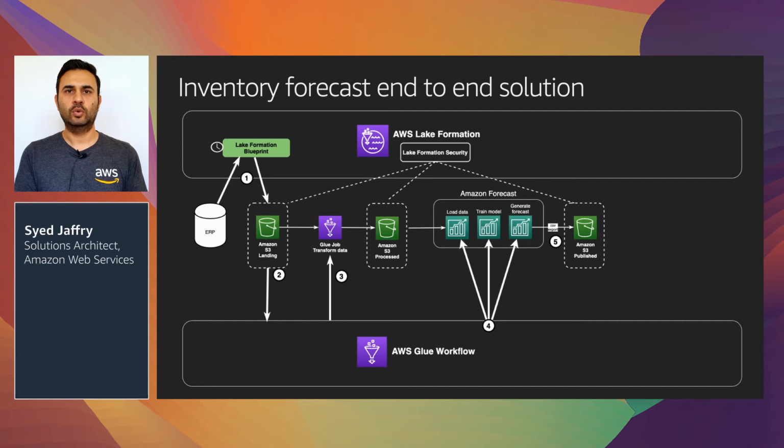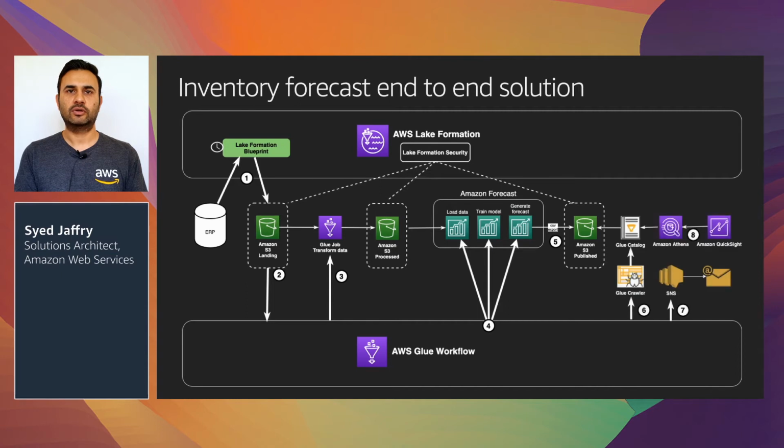You have the AWS Glue workflow that is orchestrating the rest of the automation for your Amazon forecasting process. So starting from transforming the data and then kicking off the Amazon Forecast Service steps, and then kicking off the crawler to run on the exported dataset, and finally sending a notification to business stakeholders via Amazon SNS.